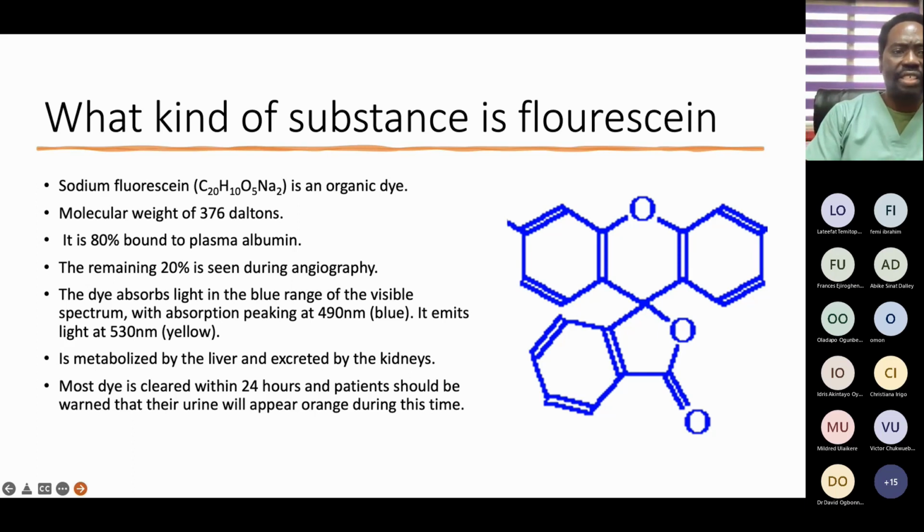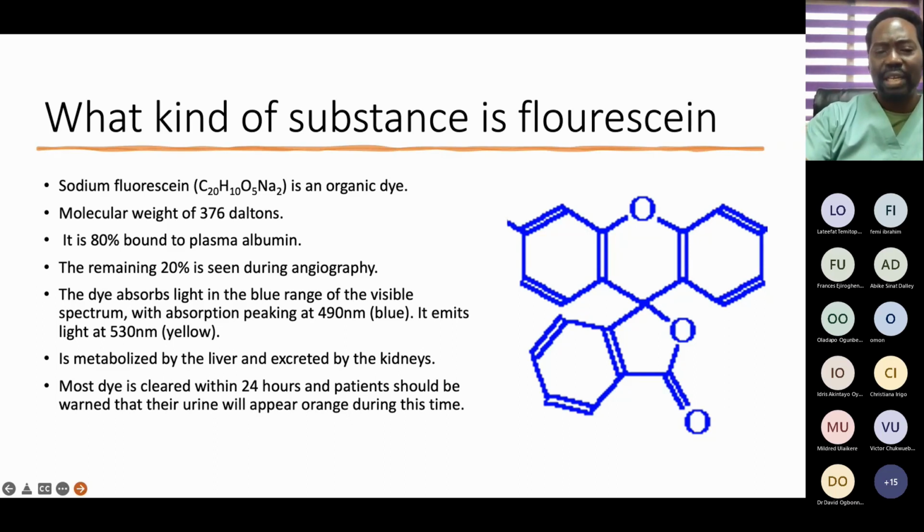So the substance fluorescein: when you say a substance has a characteristic of fluorescence, what it means is that it absorbs light at a lower wavelength and emits it at a longer wavelength. So here, fluorescein is a substance that absorbs light in the blue range, about 490 nanometers, and emits it in the yellow range, 530 nanometers. It's metabolized by the liver and excreted by the kidney, and within 24 hours, most of the dye is excreted.